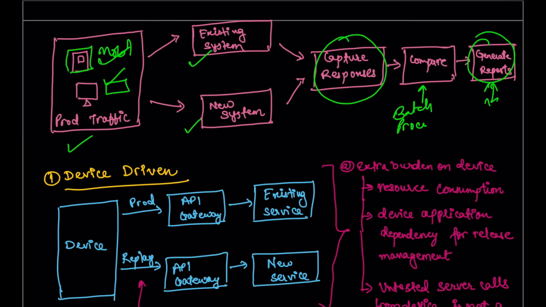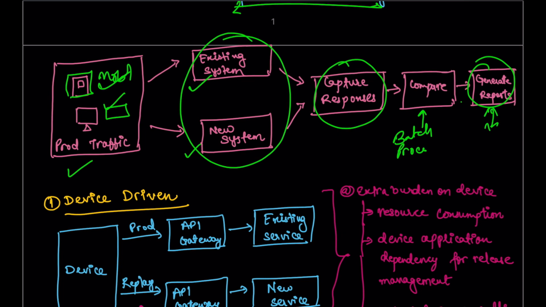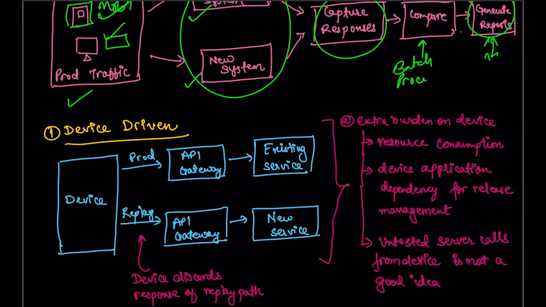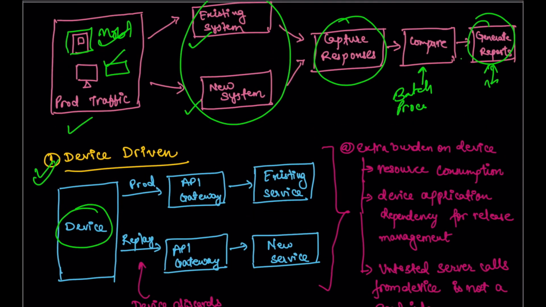Now let's move forward with the approach we can take to replicate the traffic across two systems. One is the existing system and another one is the new system which is being re-architected. So the first one is device driven. When I say device driven, the point of contact from where the traffic is replicated is your device, the customer device which you are talking about.